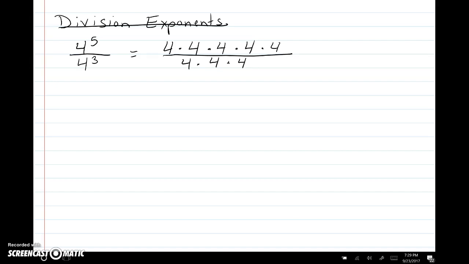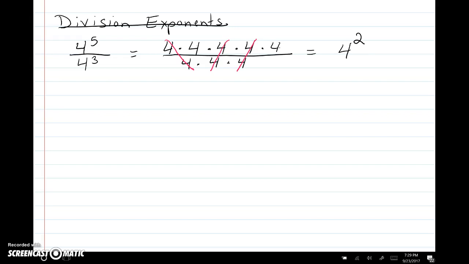Now, remember, the base has to be the same. With all of these operations, the base is always the same. Well, I don't know if you remember, but way back when, we could cancel things out if they were on the top and the bottom. They simplify down to 1. So, these 4's cancel out, these 4's cancel out, and these 4's cancel out. So how many 4's do I have left? I have 2 4's. So 4 to the 5th divided by 4 to the 3rd is 4 to the 2nd.